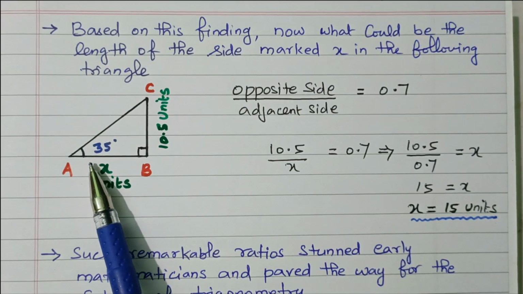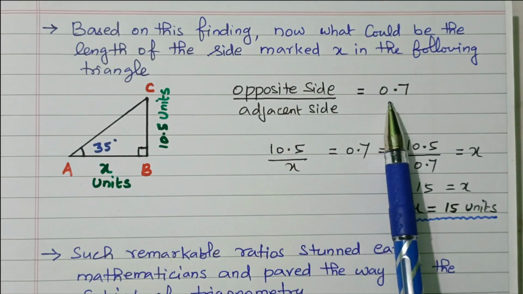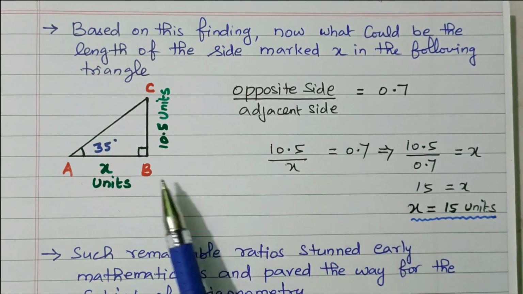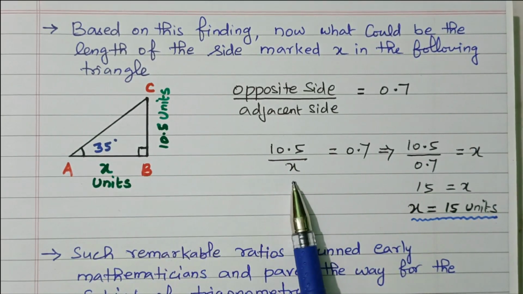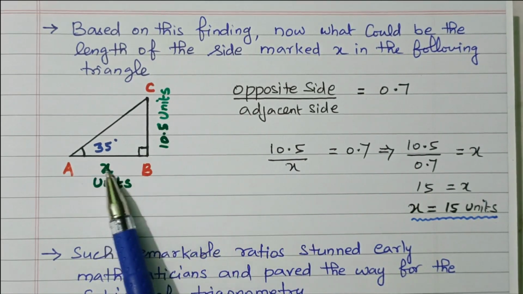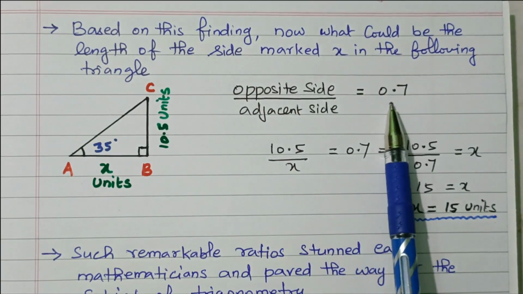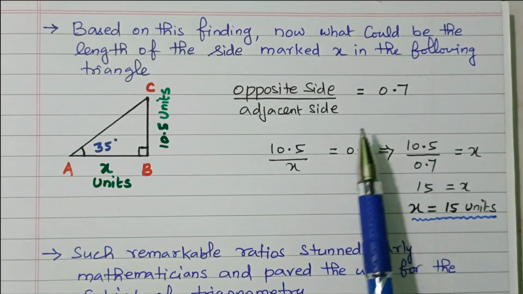From the previous three triangles we observed that if the angle is 35 in all three triangles, the opposite side by adjacent side will be 0.7. So we can apply this finding with this triangle. Again, opposite side by adjacent side: the opposite side is 10.5 units, already given, but the adjacent side is not given, it is x. But we know that this ratio is 0.7, as observed from the previous three triangles.